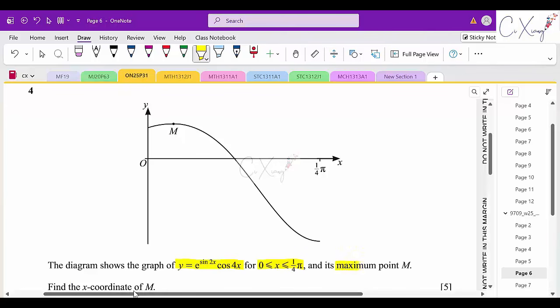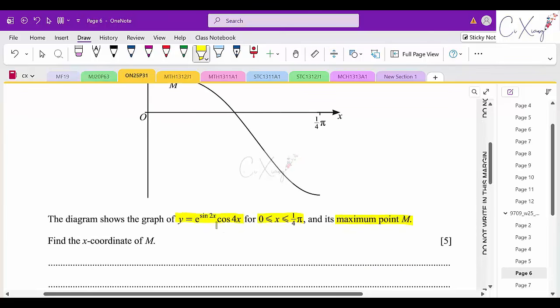Alright. For this question, they are asking for the x coordinate, which is the maximum point coordinate. So to find out any maximum point or minimum point or stationary point in any equation, we have to apply differentiation. And we let the differentiation dy/dx equal to 0. Okay? Alright, so let us start now. If we have a look at this particular equation, it is basically the product of two functions. We are having e power sine 2x multiplied with cos 4x. So to find the differentiation, I need to apply the product rule.